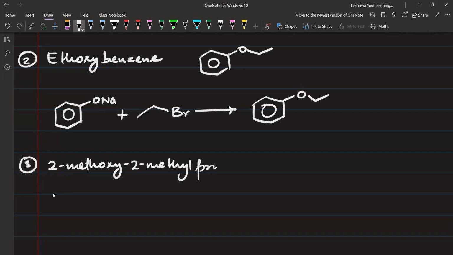Propane. Now, what is the structure for this? So propane will be 3 carbon atoms. In the second carbon atom, you are going to have methoxy. So OCH3 will be in the second carbon atom, and there will be methyl, which is again CH3 here.